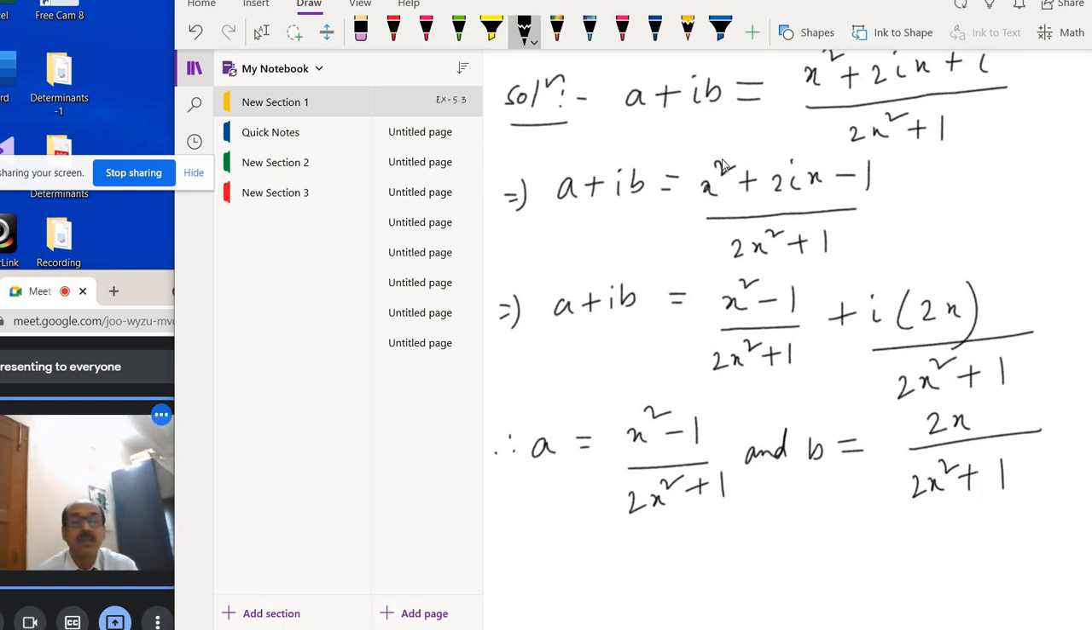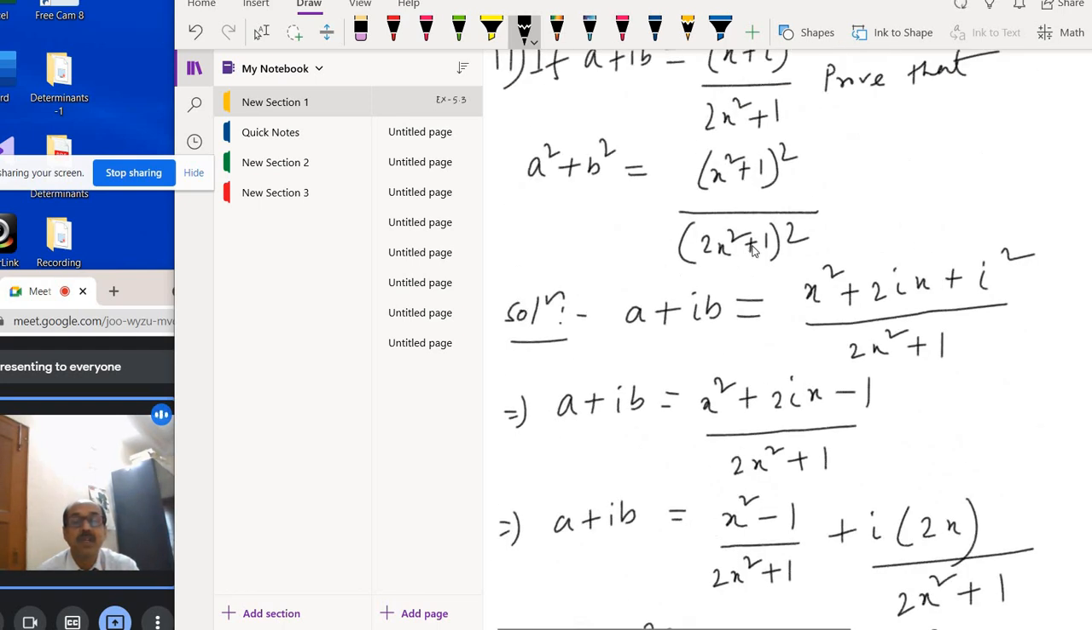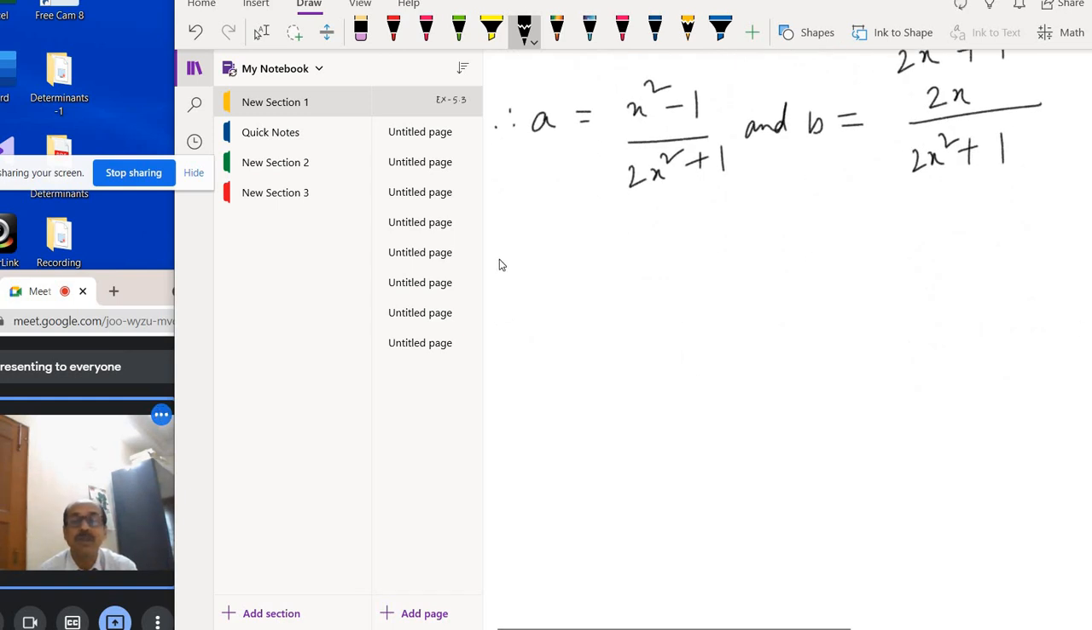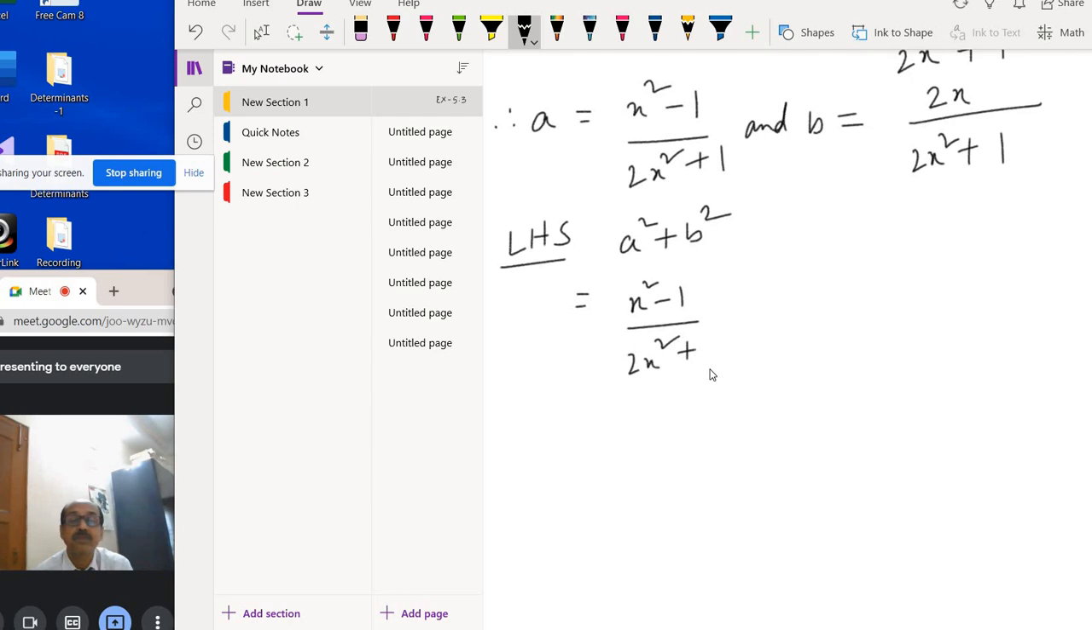Okay, now see the question. Left hand side is a square plus b square, so write a square plus b square equal to left hand side. So a square plus b square equal to a, which is (x square minus 1) by (2x square plus 1) whole square, plus (2x by 2x square plus 1) whole square.